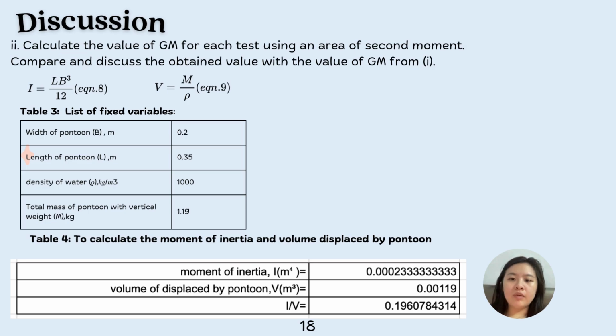So part 2 is where we calculate the theoretical GM using the area of second moment, I. Equation 8 shows the formula for I. We have table 3 showing the fixed variables, and equation 9 to calculate the volume. So we use the fixed variables to calculate the moment of inertia and the volume displaced by the pontoon.